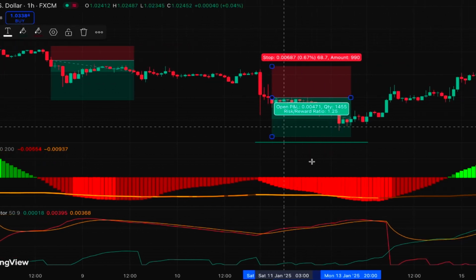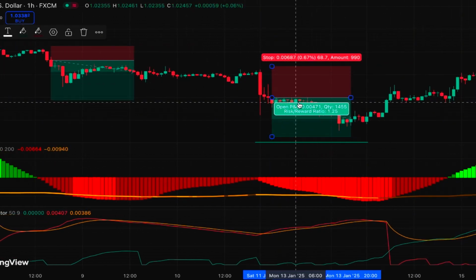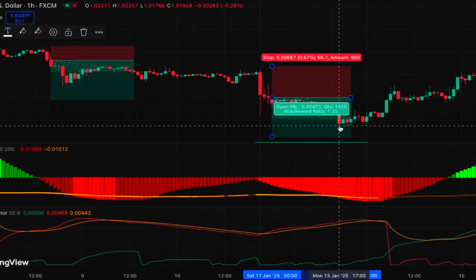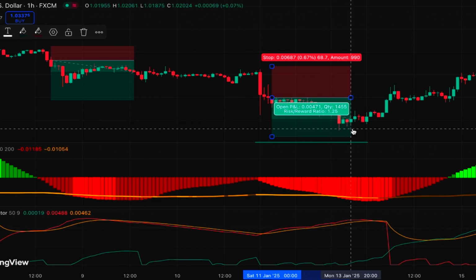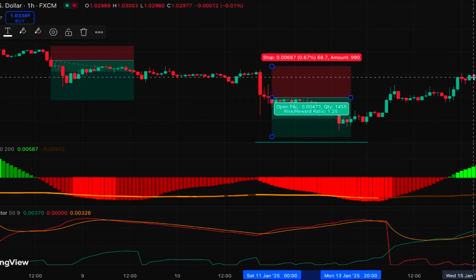but this trade ended up in loss because you can see that the price declined after that, but not enough to reach the expected target of 1.5 for the risk to reward ratio. And after that you can see that we have advancing of the price and hitting our stop loss.